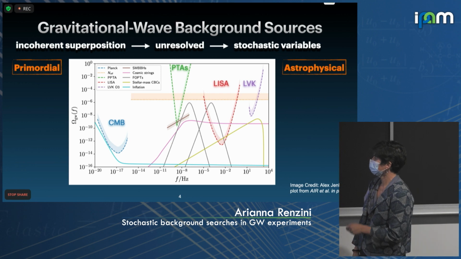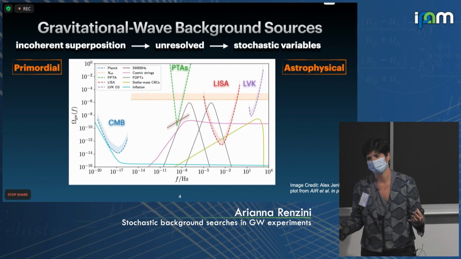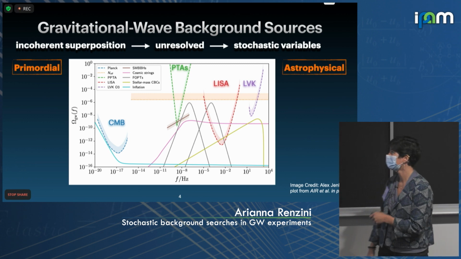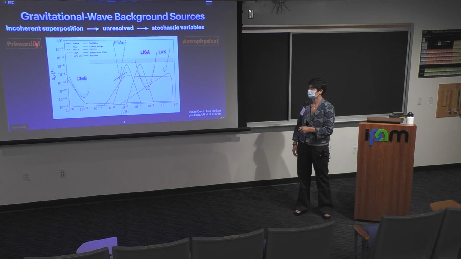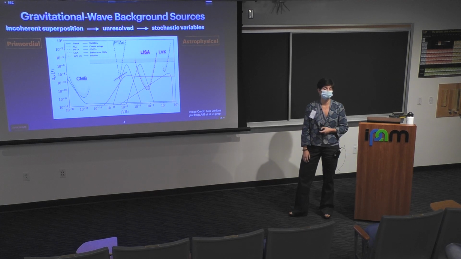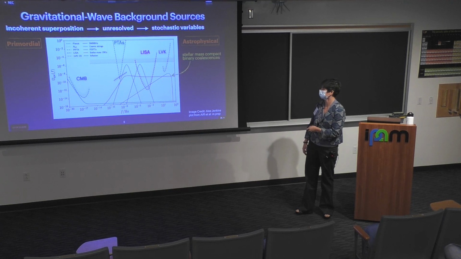So the first distinction that we make between gravitational wave sources for stochastic backgrounds is based on redshift. So close by sources, low redshift sources, are considered to be astrophysical. And then higher redshift sources, far away from us, from the beginning of the universe, are instead considered primordial. So let's start with the right-hand side here.